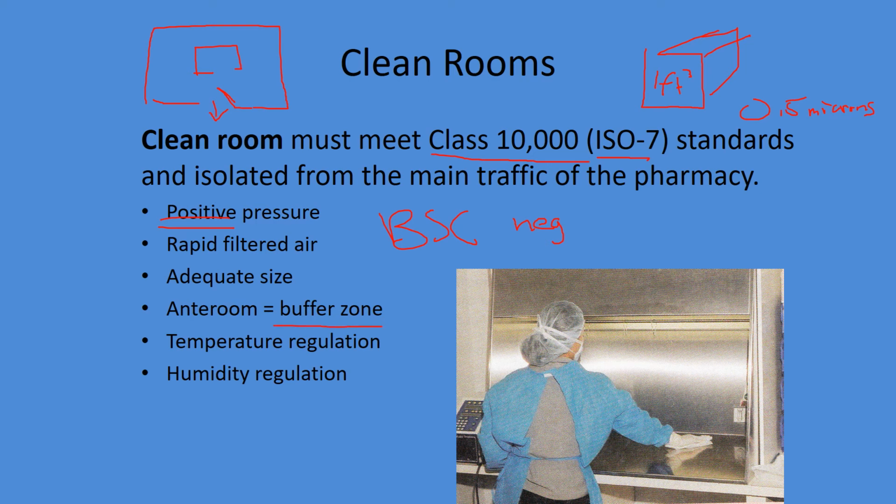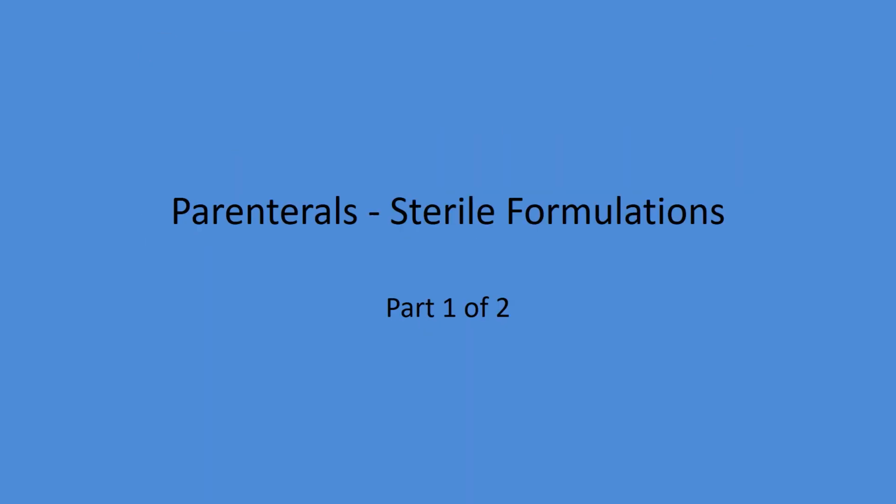A buffer zone. So before you step into the clean room, there's going to be a before room, an anti-room. And that's usually a class 100,000. That way you have a little bit of space before you enter into the uncontrolled area. All right, not bad. That concludes part 1. We'll talk more about aseptic technique and how to compound in part 2.